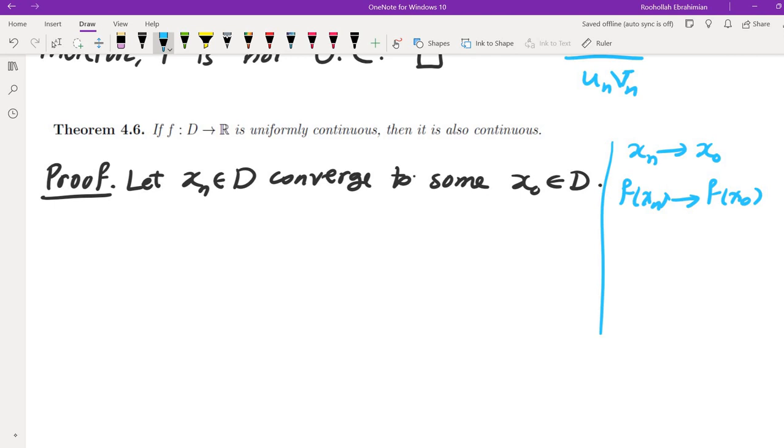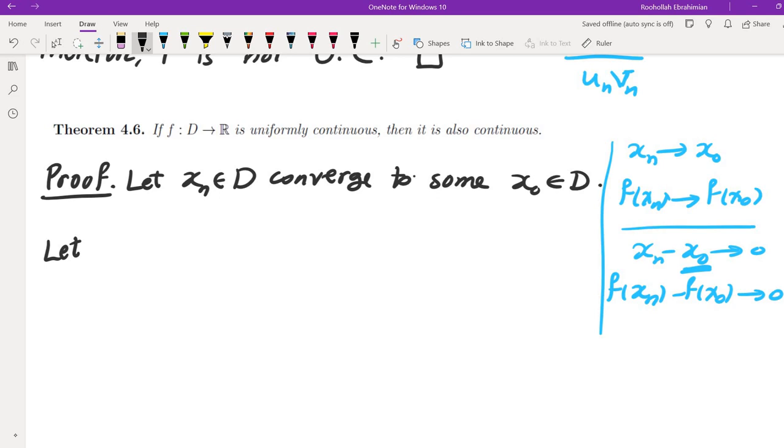For us to be able to use uniform continuity, we need two sequences that are close to each other. So the way you can create the two sequences, if you think about that a little bit, you will see you can rewrite the first condition as xn minus x naught approaching 0, and the second one f of xn minus f of x naught approaching 0. So now this should be clear what we need to do. This would be our second sequence. So essentially I'm just going to take the second sequence to be the constant x naught.